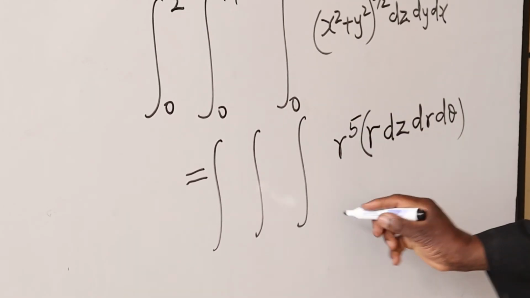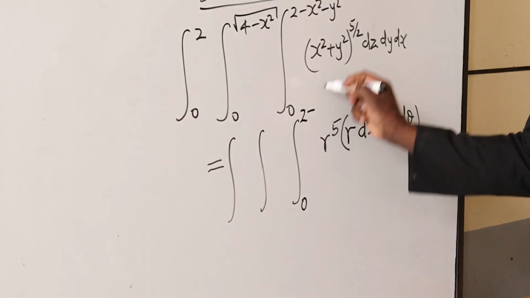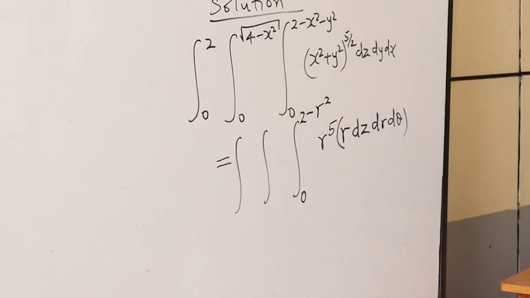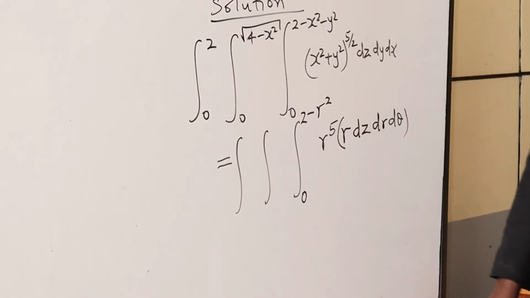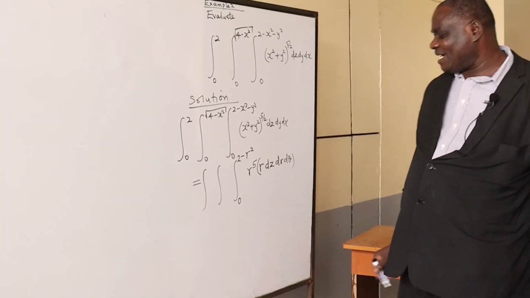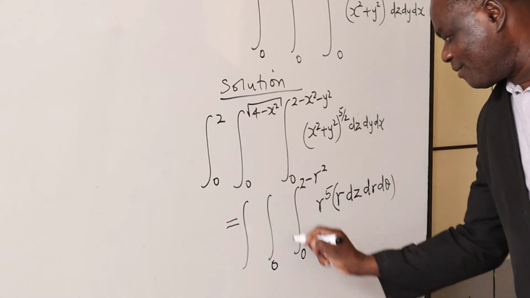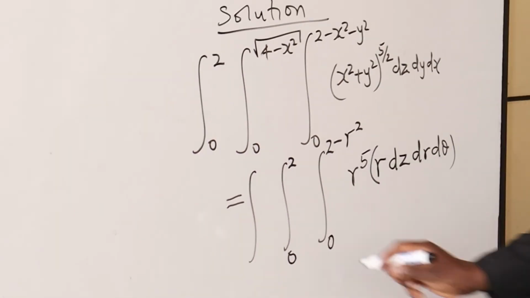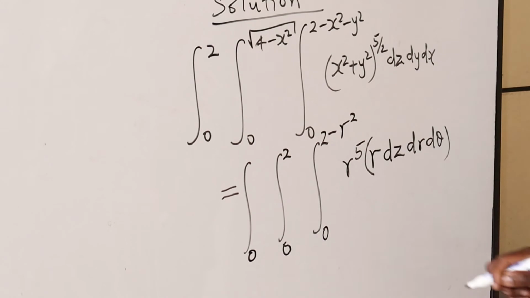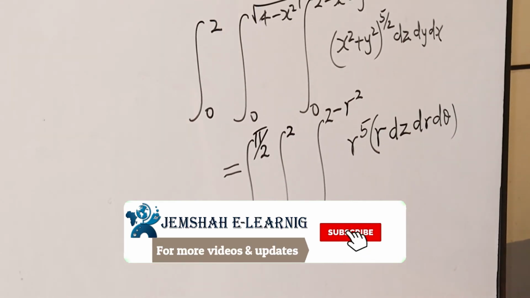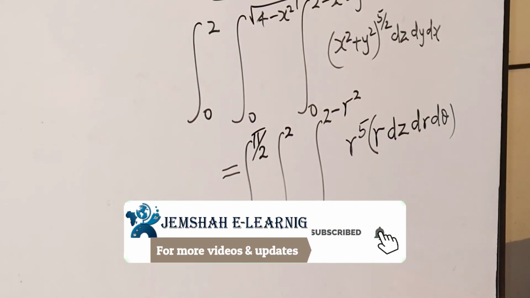Now we are integrating z from 0 to 2 minus r squared, since x squared plus y squared is r squared. This represents the first quadrant of a circle when sketched. So r is changing from 0 to 2, a circle of radius 2 centered at (0, 0). Theta will be changing from 0 to pi over 2 because it is just a quadrant. And that is now the integral that we can evaluate.